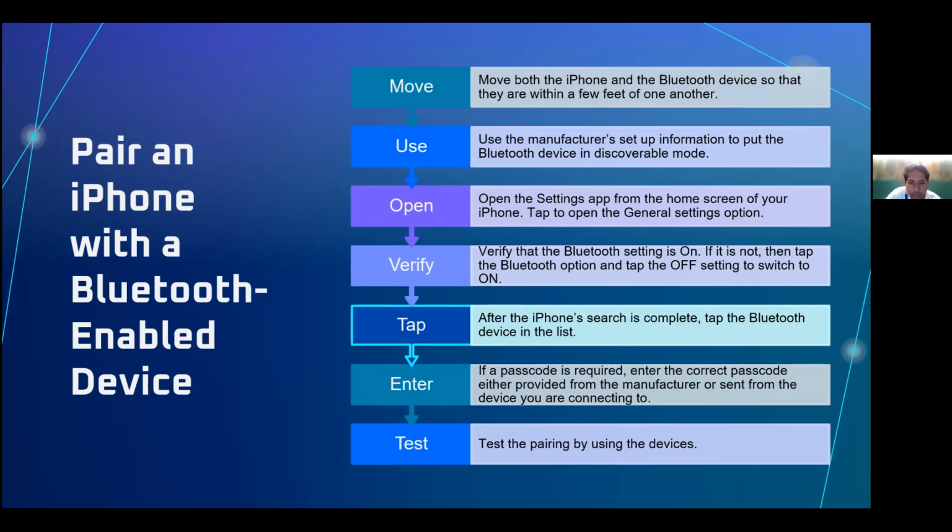Then after the iPhone search is complete, tap the Bluetooth device in the list. If a passcode is required, enter the correct passcode, either provided from the manufacturer or sent from the device you are connecting to. Then last, test the pairing by using the devices.